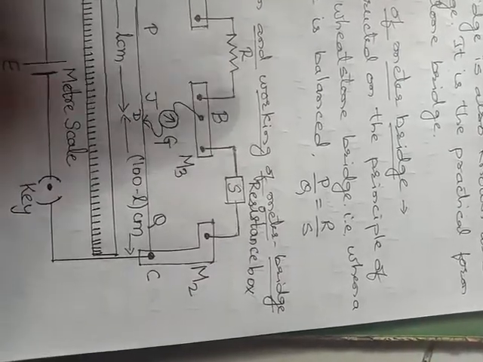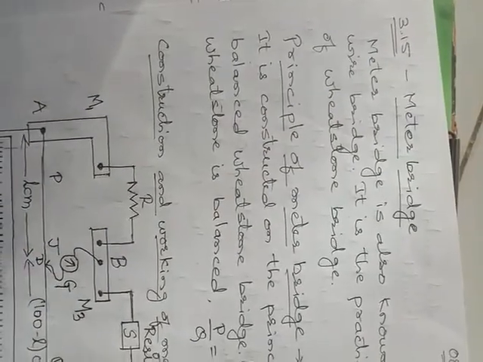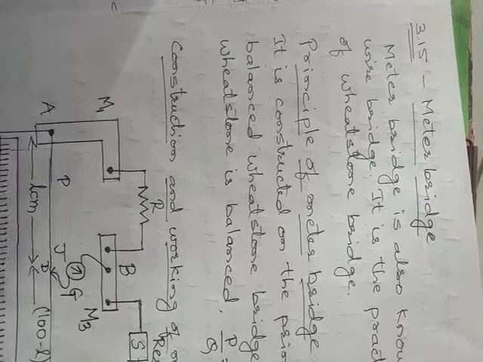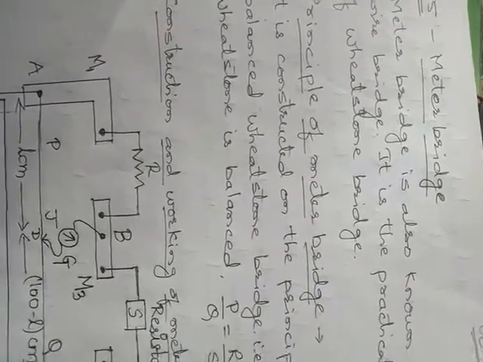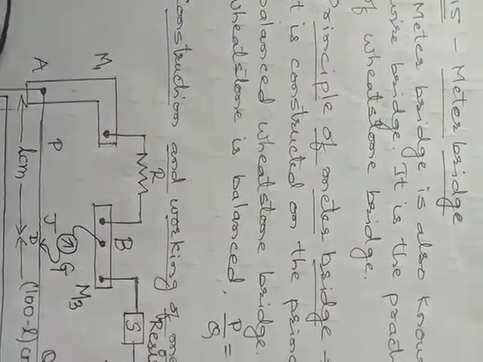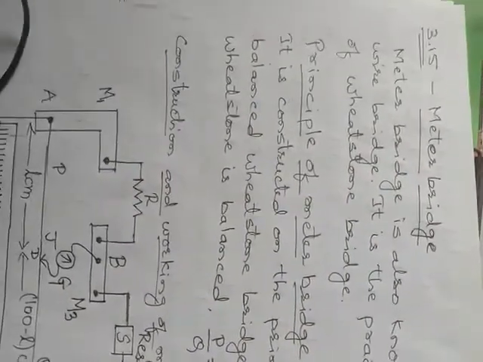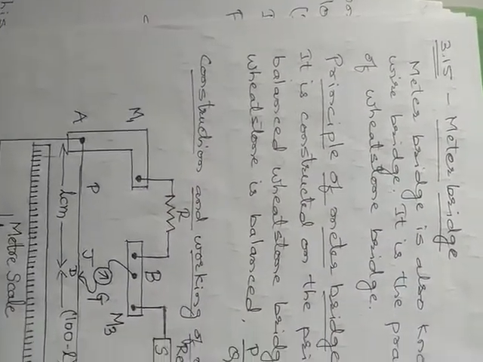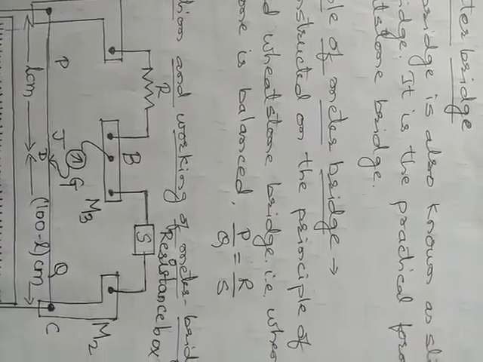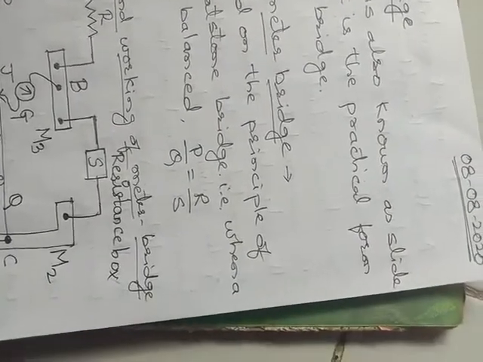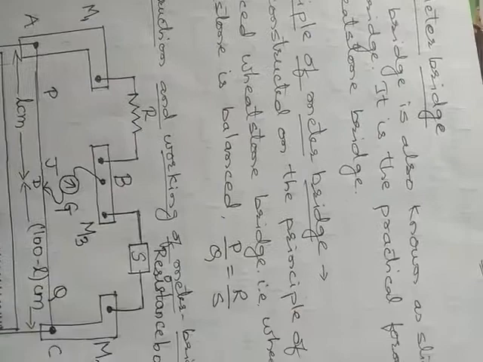So what is meter wedge? Meter wedge is also known as slide wire. It is the practical form of the Wheatstone bridge. What is the principle of meter wedge? It is constructed on the principle of balanced Wheatstone bridge.